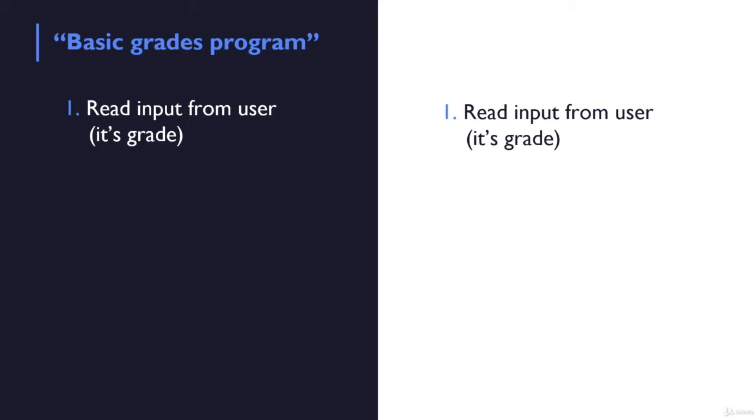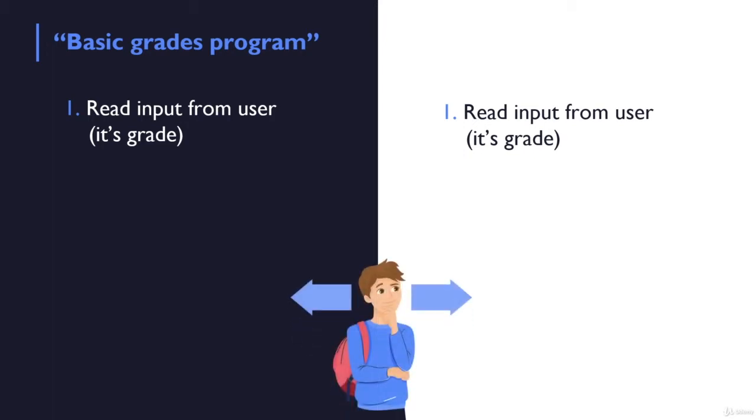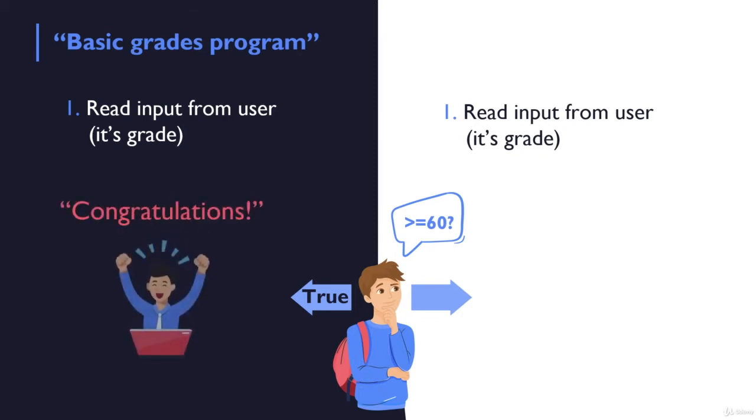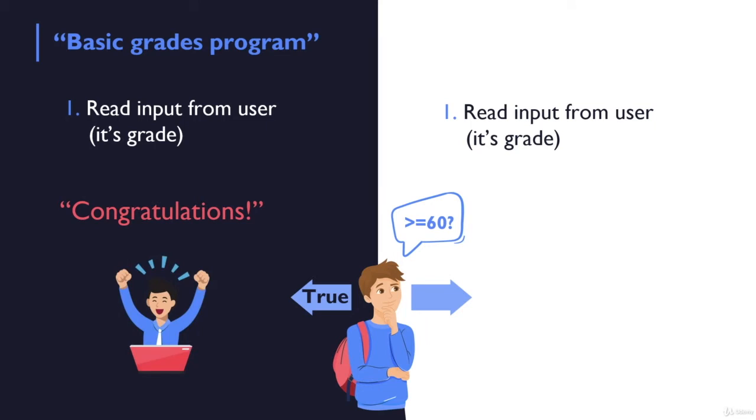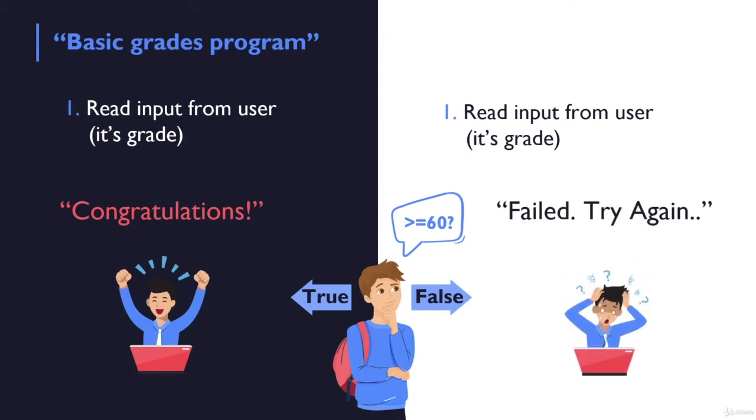So for that we will need to ask the help of this guy who will be in charge of all the control flow in our program. He will decide on what path we should take next based on the result of some condition. So basically, if grade equals or higher than 60, meaning that the result of this condition is true, then we will run the code on the left side and print a congratulations message to the screen and be very happy about it. But if the result of the condition is false, we will run the code on the right side and print a failed, try again message and be very unhappy that we failed the test.